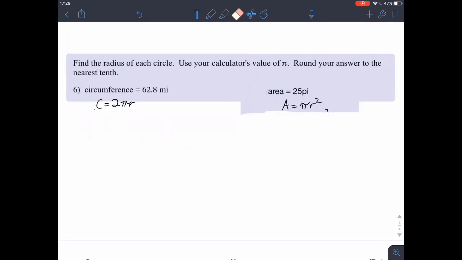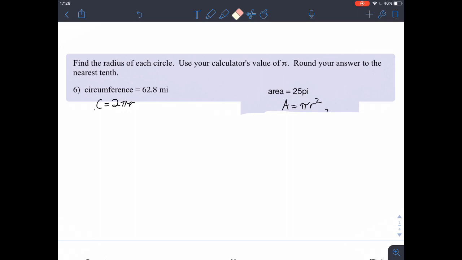But what happens if we need to go backwards? What if instead we are given a circumference or area and need to find something like a radius? Well, we can use what we know about equations from earlier in this module and the equations for those things to try to find our missing variable.